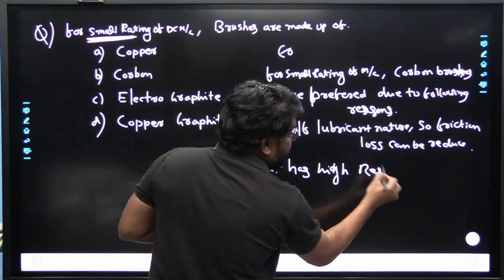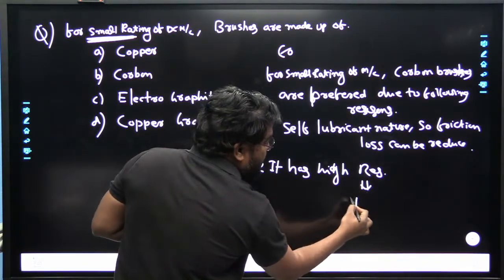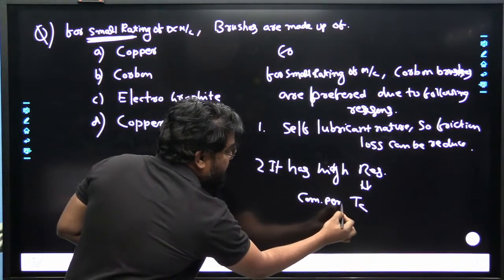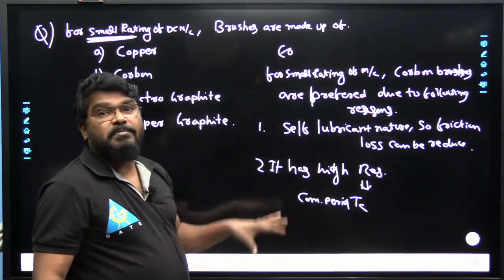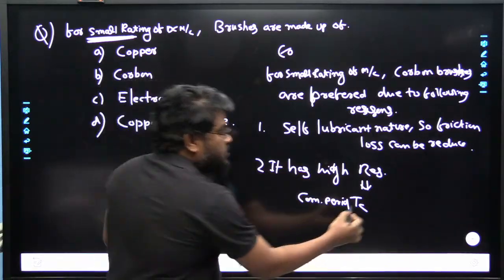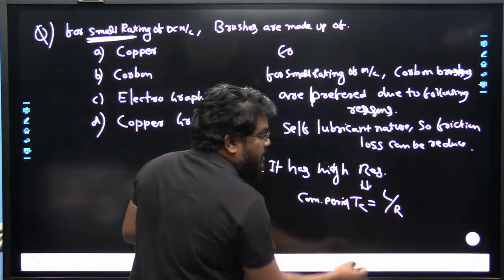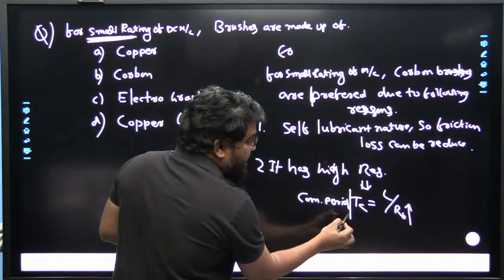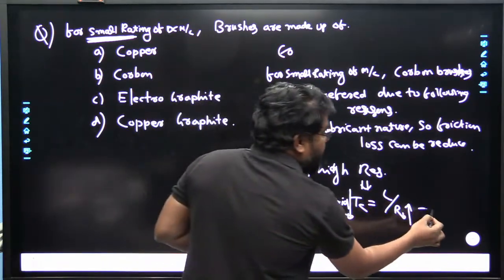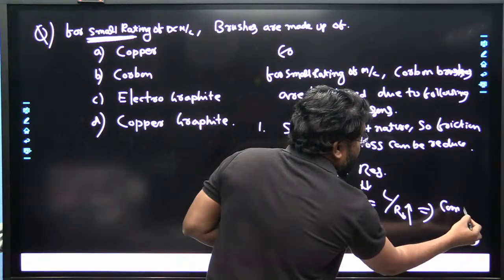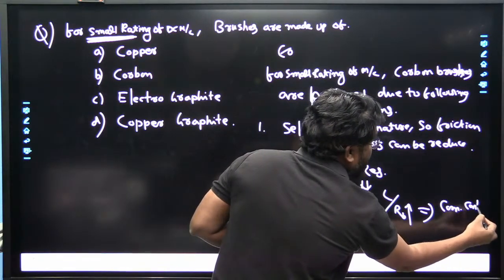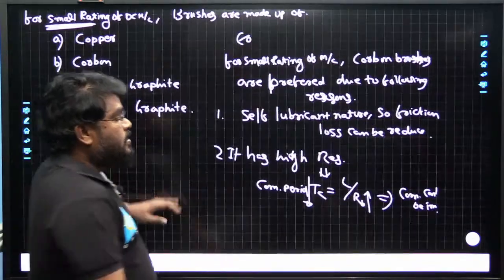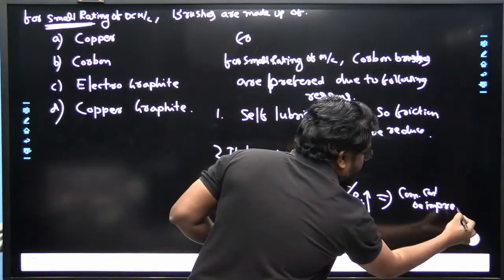As the resistance is high, what is the commutation period? TC is the commutation period, the time taken for reversal of the current in the armature coil. TC is equal to L by R. As the resistance of the brush is high, definitely the commutation time will be reduced. When commutation time is reduced, commutation can be improved by using these brushes.